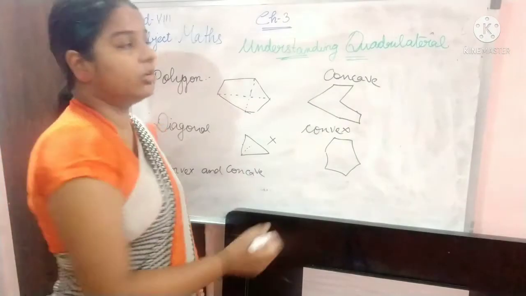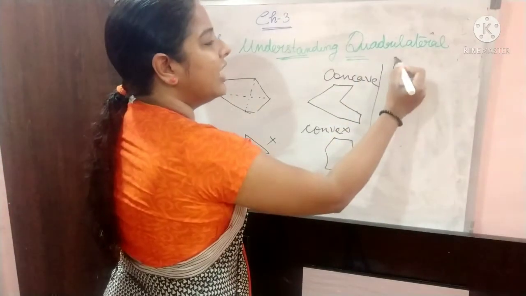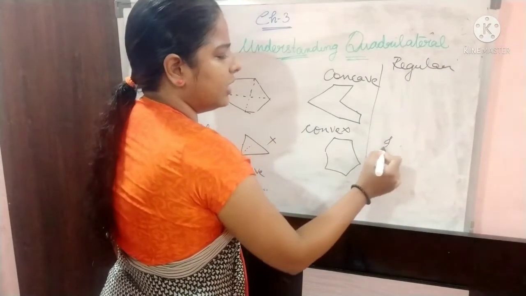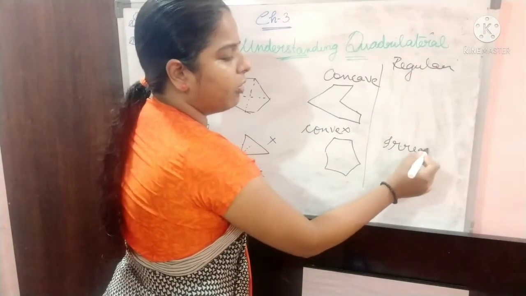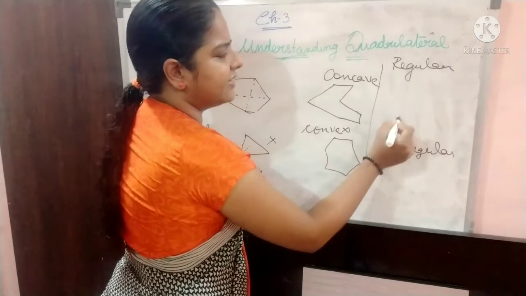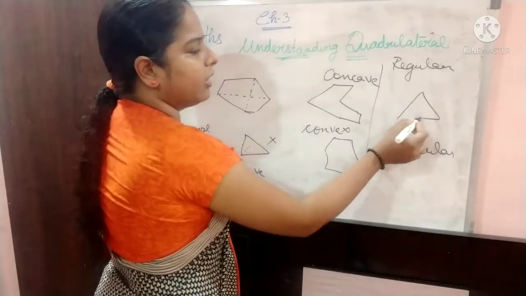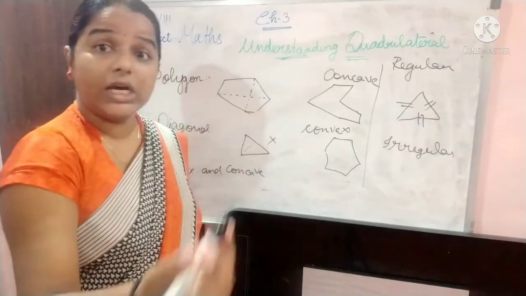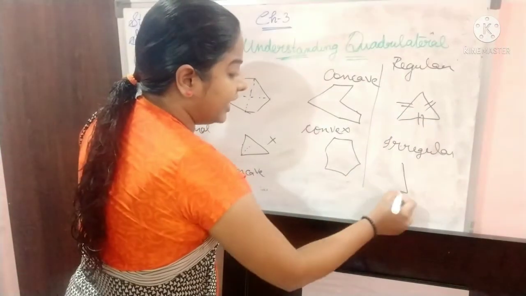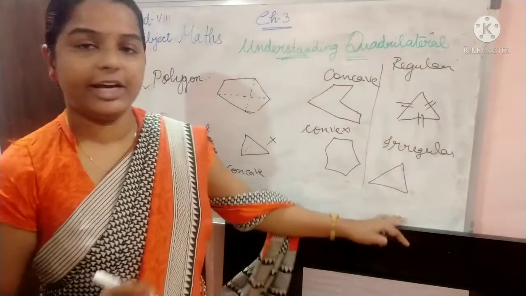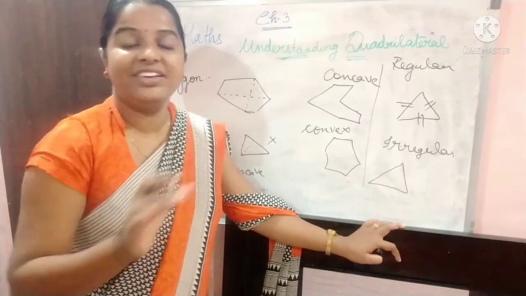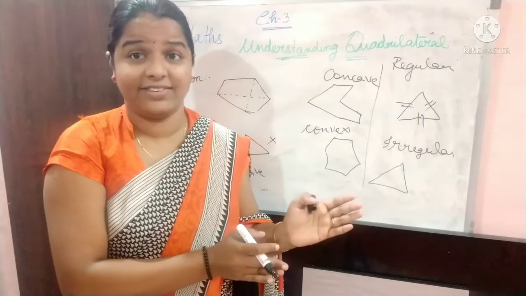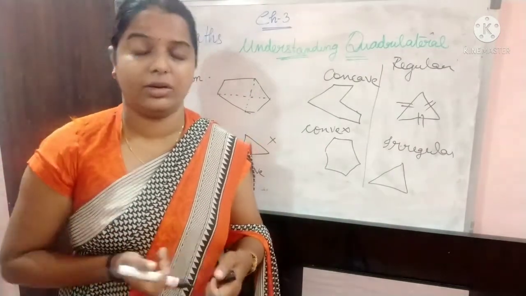Next we are going to learn about regular and irregular polygon. What is regular and irregular polygon? In regular polygon, all the sides are the same. All the three sides are the same. In irregular polygon, the sides vary from each other. Understood? The sides don't match. Understand? Whether for triangle I had said, it happens in quadrilateral also.